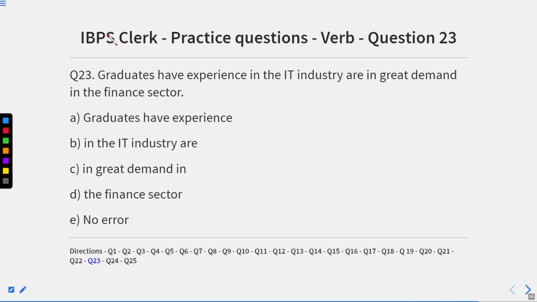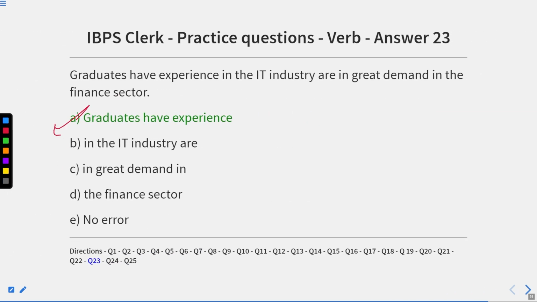Now let us move to the next one. That is question number 23. Graduates have experience in the IT industry are in great demand in the finance sector. It means we are talking about those graduates who have experience. So here if I say "graduates have experience", this is only a subject plus verb plus object concept. But here we are not talking about "graduates have experience". Instead we are saying graduates who have experience. Therefore this "have" is incorrect. We should say "graduates having experience", because we are talking about those graduates who have experience. So here the error is in part A.